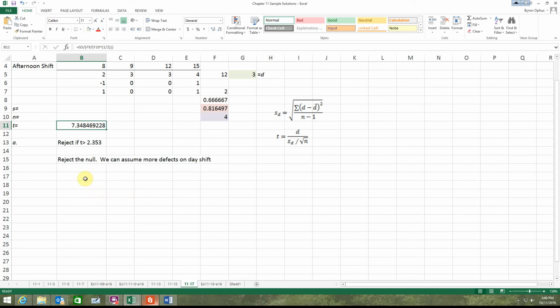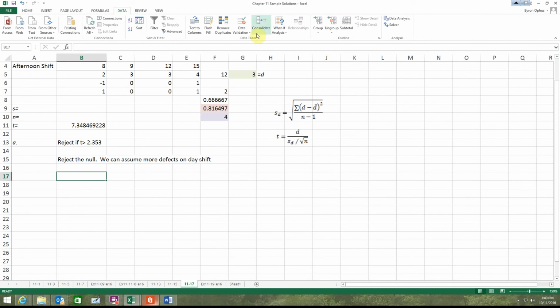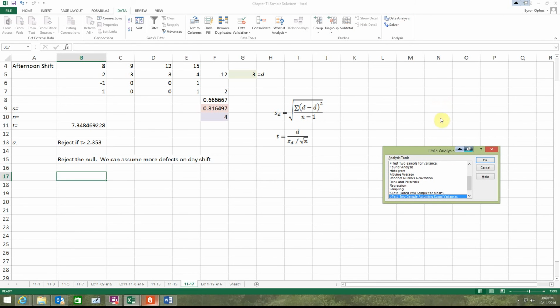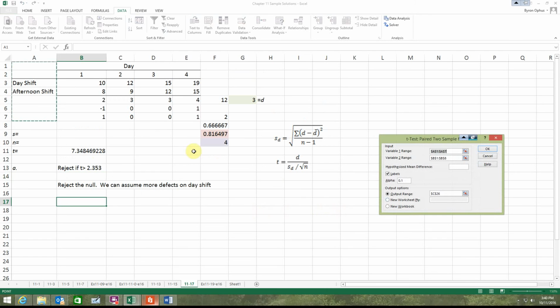Okay, I'm going to show you, and I haven't done this, but I think that I can do this using a data analysis tool too. T-test paired two sample for means. I think that's what that's called, right? Ooh, t-test paired. Yeah, I think that's what we've got, is paired. Let's give it a try, see what the heck happens.